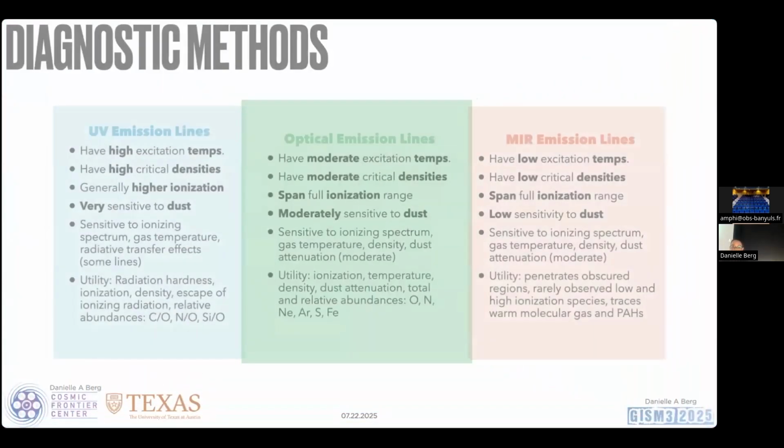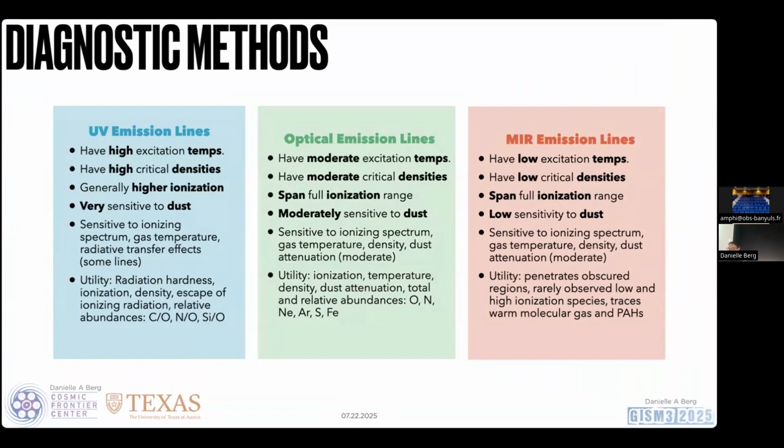All right. So this was just a quick reminder of the diagnostic methods we use to measure abundances of some of the things I've told you. And you'll notice kind of a trend. When we talk about how sensitive we are to excitation temperatures, in the UV we need very high energies for excitation temperatures. Our optical are more moderate, and our mid-infrared lines are low.